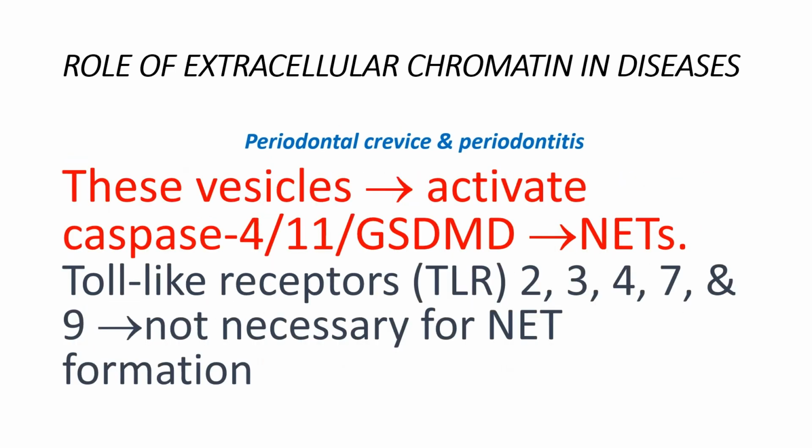These extracellular vesicles, which contain bacterial outer membrane components, activate the caspase 4/11 and gasdermin D signaling pathway in neutrophils, leading to the formation of NETs. It was also found that neutrophils deficient in caspase 4 and 11 produce fewer NETs compared to the wild type control. And they also found that toll-like receptors 2, 3, 4, 7, and 9 are not necessary for NET formation by neutrophils stimulated with the outer membrane vesicles from oral pathogens in vitro.